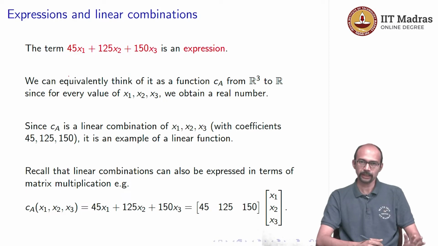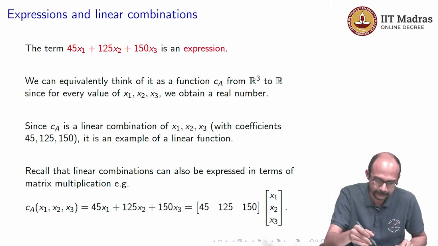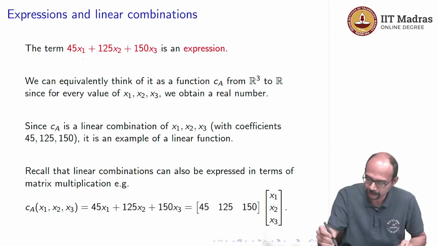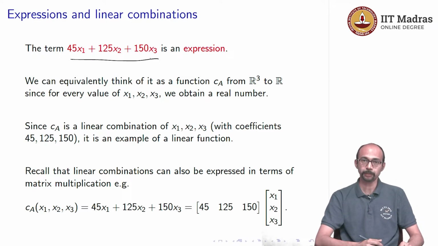We have seen this before. I just want you to remember this for what is coming next. Okay. So, I again want to reiterate. Remember that you can think of this either as a linear combination. When I say this, I mean this term 45 x 1 plus 125 x 2 plus 150 x 3 as a linear combination, or an expression.